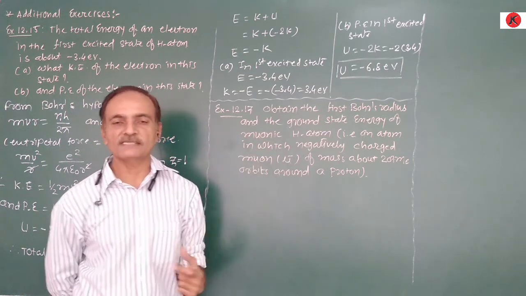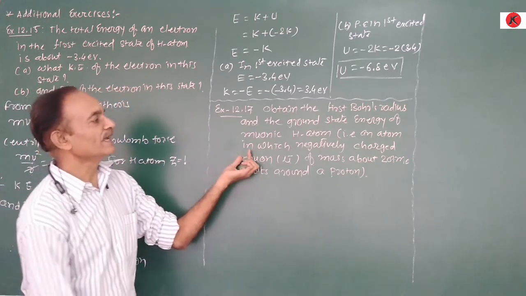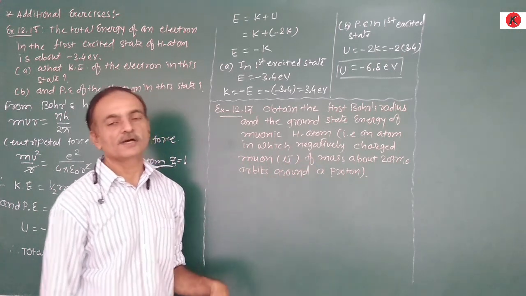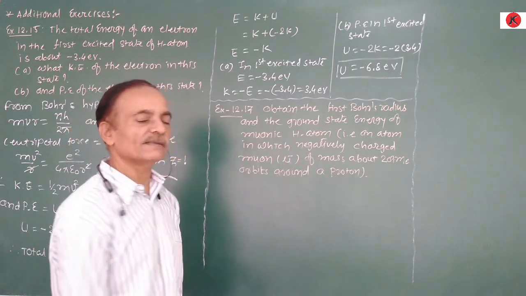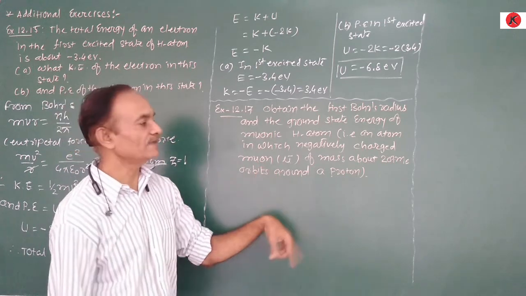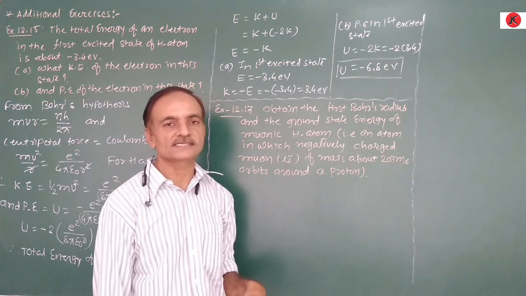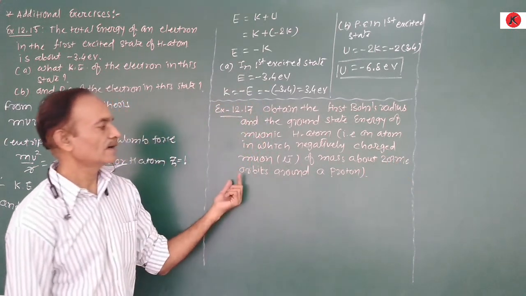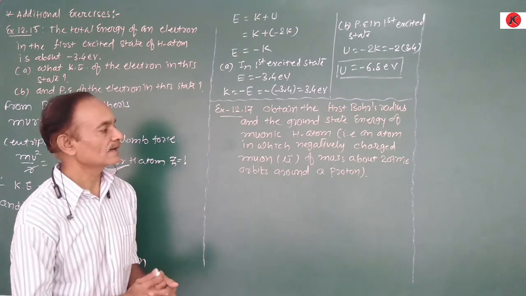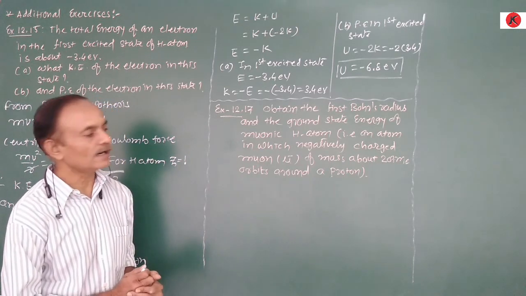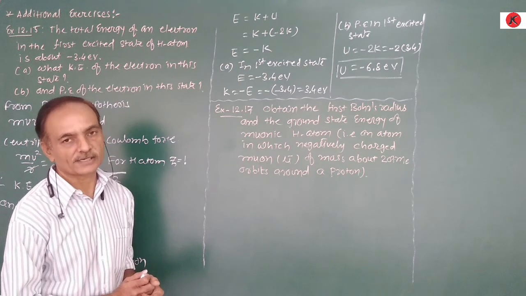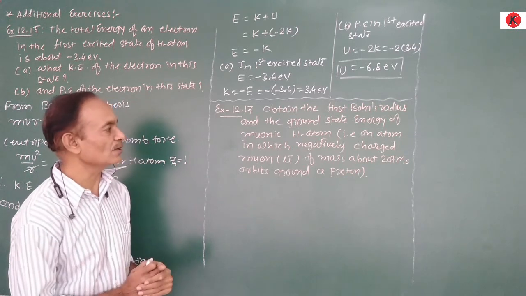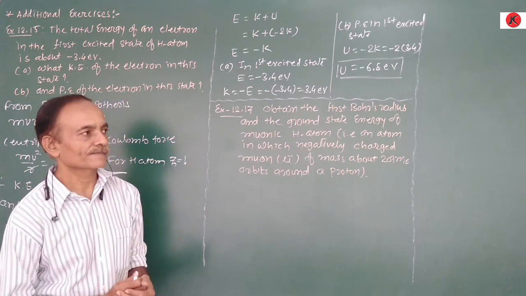Muonic hydrogen atom means an atom in which the negatively charged muon, mu minus, has a mass of about 207 MeV. That means the muon is heavier than the electron by 207 times, so 207 times the mass of an electron. This muon revolves around the proton in the muonic atom. Again, obtain the first Bohr's radius and ground state energy of the muonic hydrogen atom.